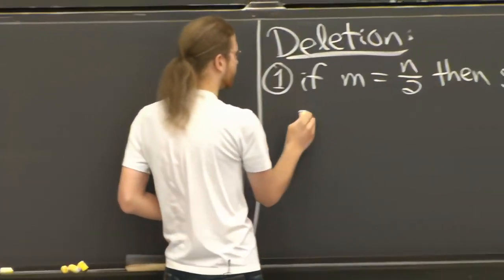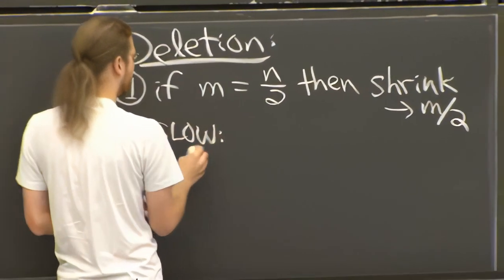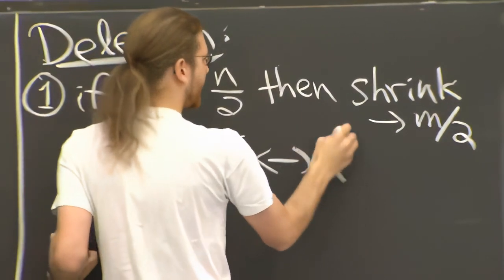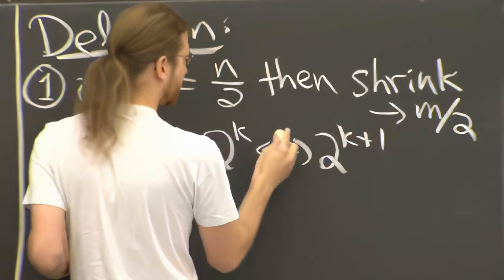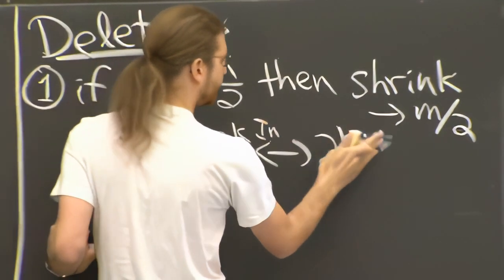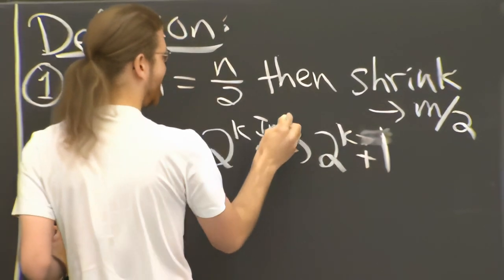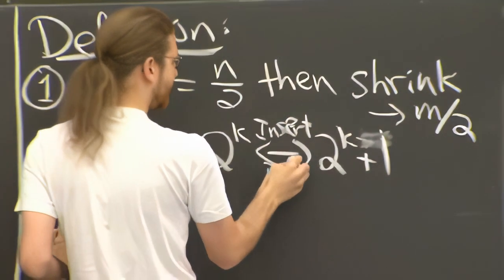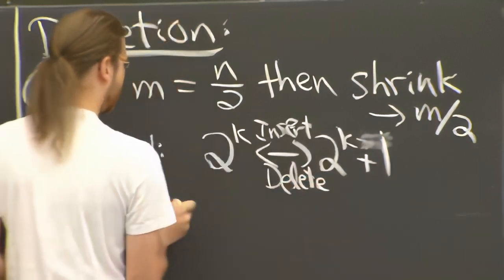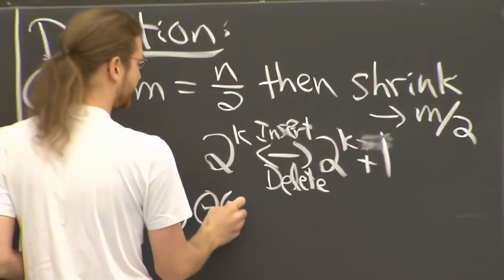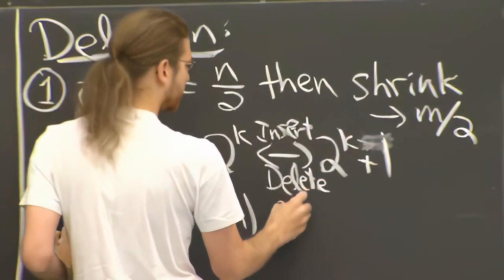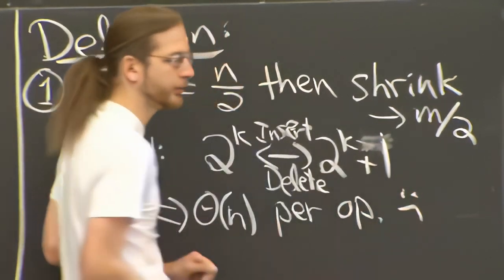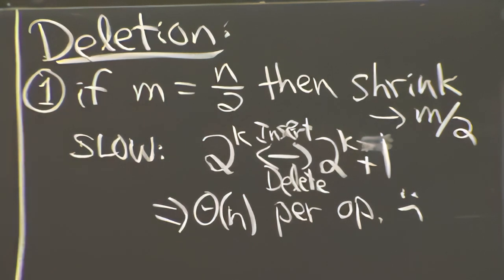This is slow. If we go from 2^k to 2^(k+1), we go this way by insert, to 2^(k+1). Insert to go to the right, delete to go to the left. Then we'll get linear time per operation. That is bad. So how do we fix this?